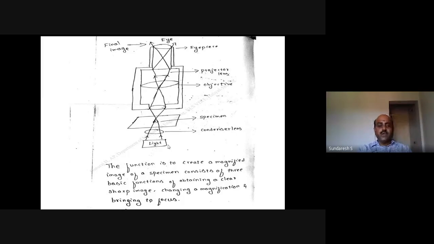The function to create a magnified image of a specimen consists of three basic functions: one is obtaining a clear, sharp image, changing magnification, and bringing to focus. These are the three important functions to create a magnified image of a specimen.